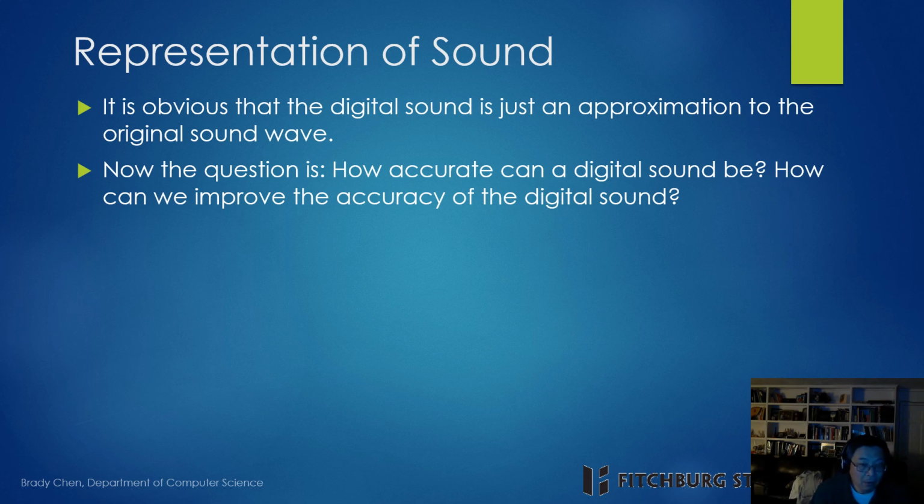Okay, now here we use 9 samples in a second. Now how about we double this number of samples? Instead of 9 samples, we use 18 samples, or 36 samples, or 72 samples. So we just increase the number of samples in a second. Now we can imagine that the recreated digital sound will be much closer to the original sound, right?